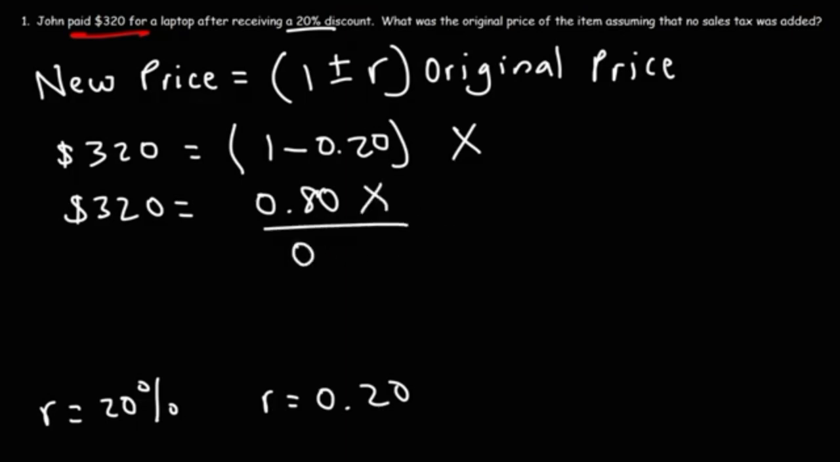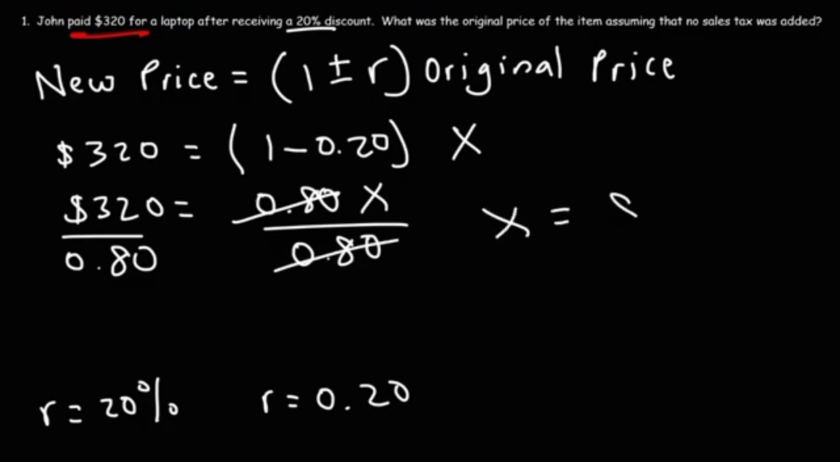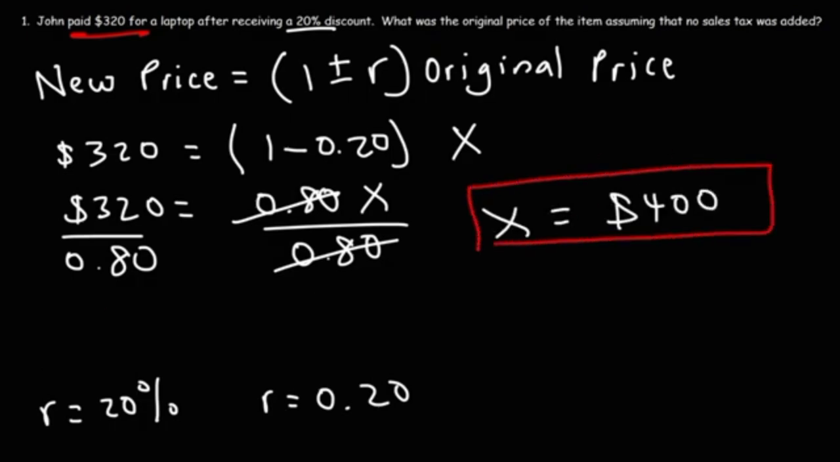Now, in order to calculate the original price, we need to divide both sides by 0.80. So the answer is going to be 320 divided by 0.80. Thus, the original price of the laptop was $400. After he received a 20% discount, it went down to $320. And you could check your answer. You could find out, hey, what is 20% of 400?